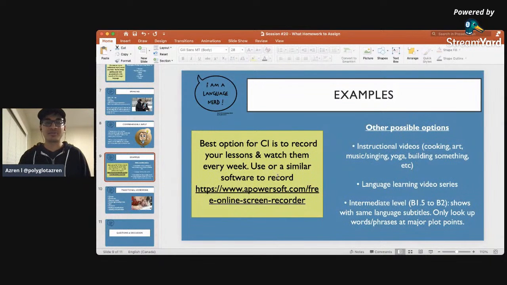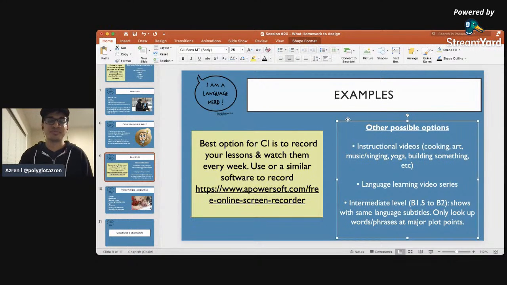Some examples, this green little section here is probably the number one thing. I'm going to change this color. I don't like this green. There we go. I like that better.